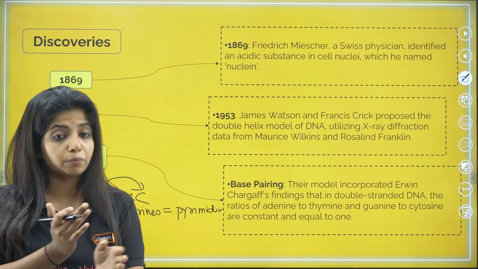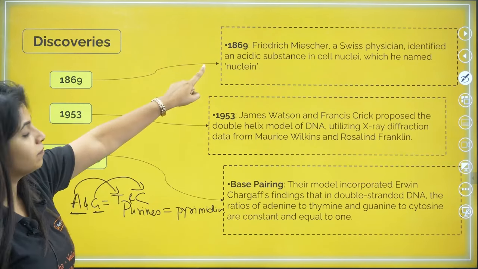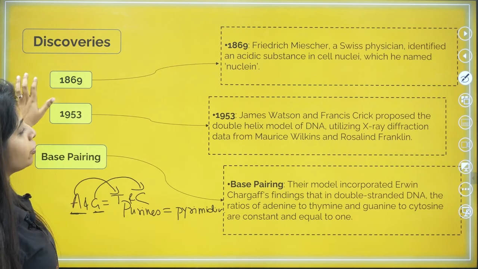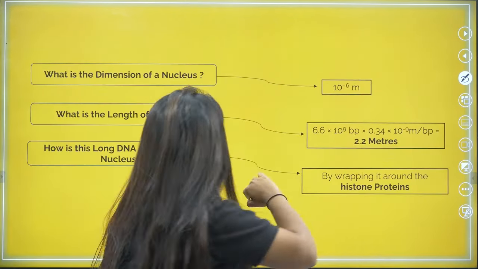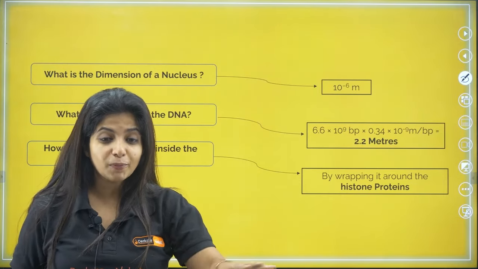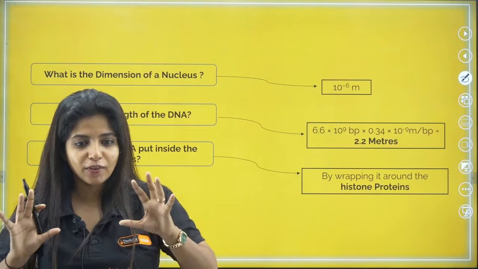The double helical structure, that probably is how things are working out there. So in 1869, Miescher, a Swiss physician, and then in 1953 James Watson and Francis Crick, and then Erwin Chargaff. Now what is the dimension of the nucleus? Now we are going ahead. I know the central dogma is missed over here. I'll tell you later on whenever it makes sense, so just wait for some time.